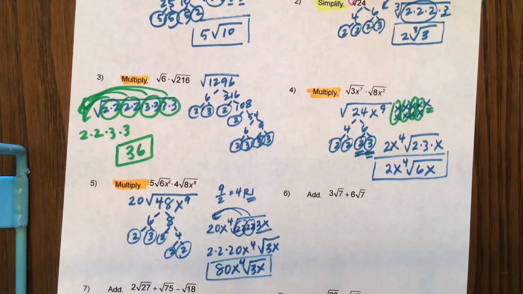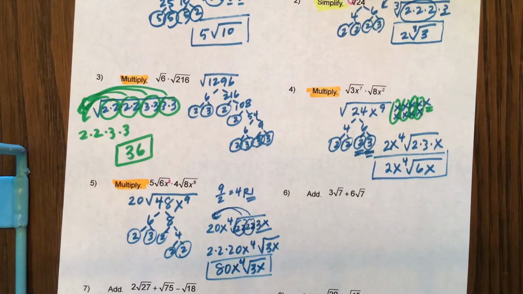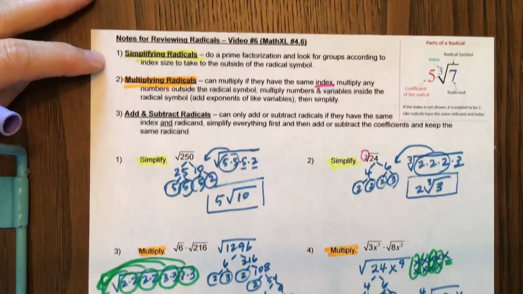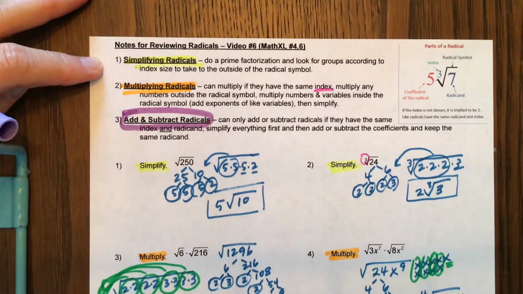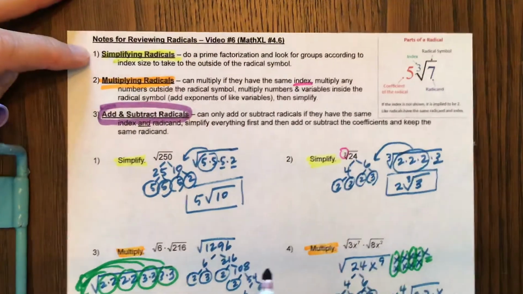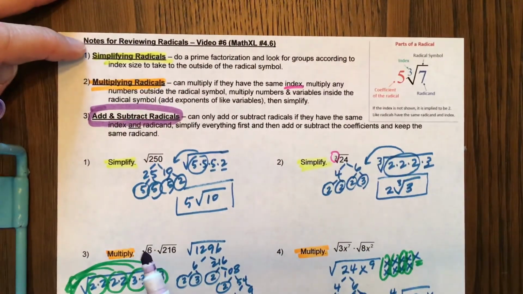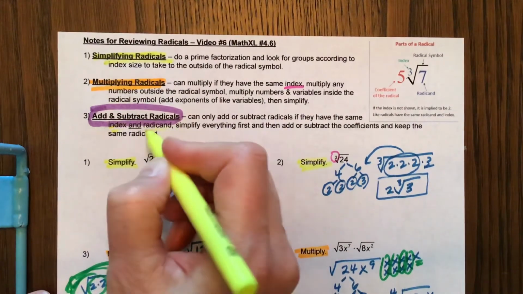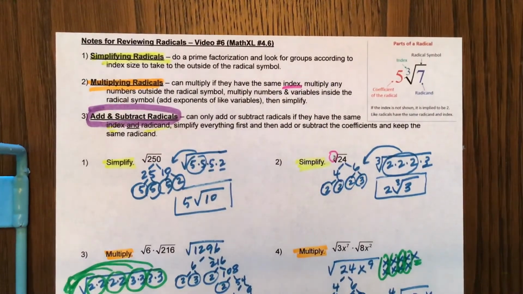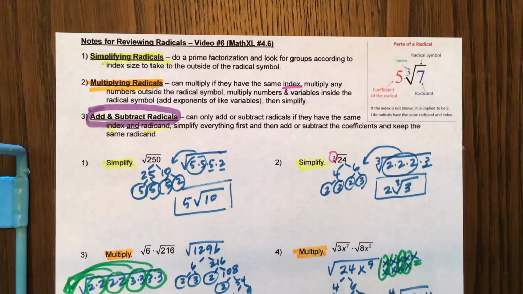Now, we've multiplied and simplified, and the last operation we did last week is that we added and subtracted radicals. Remember, you can only add or subtract radicals if they have the same index and the same radicand. So they need to have both the same index and the same radicand. Then you're going to simplify everything, add or subtract the coefficients, and keep the same radicand. Well, what does that actually look like?